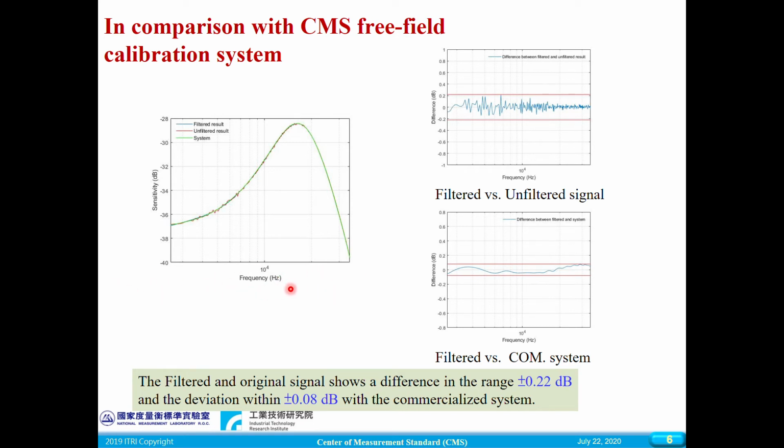And there's a 0.22 decibel difference when comparing the result from filtered and unfiltered signal. Also, we take the commercial system into consideration, and the result shows a confirmable match, for the variation is below 0.08 decibel in the calibration frequency range.